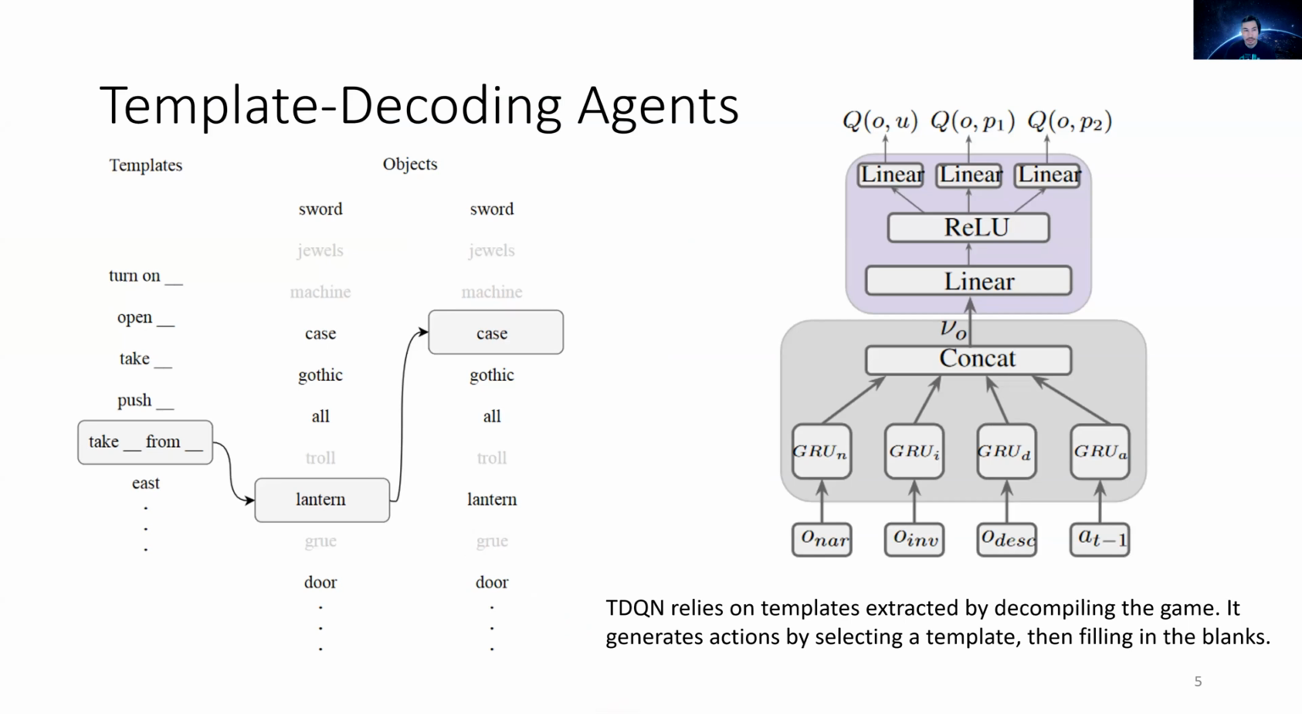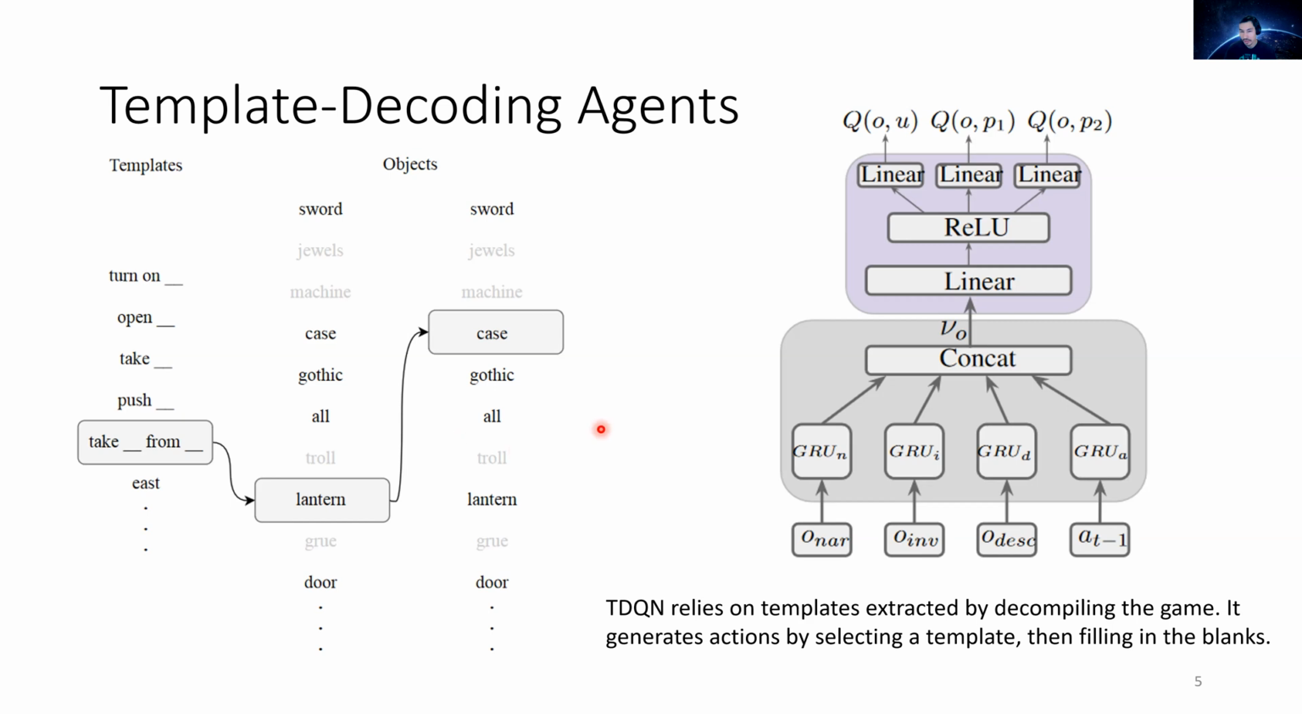The first of the archetypes is what I'll call template decoding agents. These agents, such as the TDQN agent, rely on templates that are provided by the Jericho engine through decompiling the game's language parser. The templates, which we can see on the left, take the form of a fill-in-the-blank style, where the agent can select one of the templates, like take blank from blank, and then pair that with the objects in the game's vocabulary to come up with an action, such as take lantern from case.